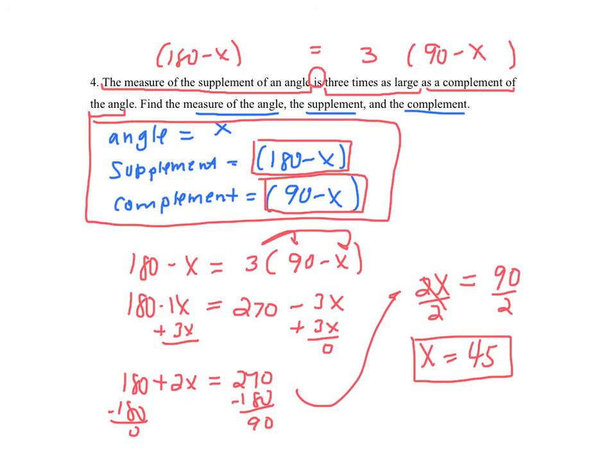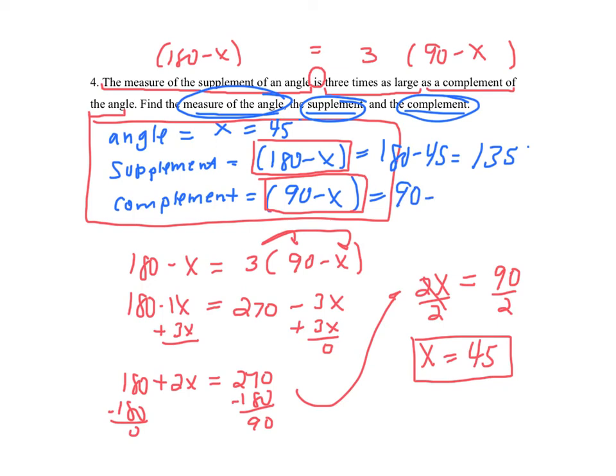And go back to the original, and it said find the measure of the angle. We did. It's 45. Find the supplement. 180 minus 45 is equal to 135. Again, be careful with that subtraction. And finally, the complement. 90 minus 45 for x gives us 45. And we're done.